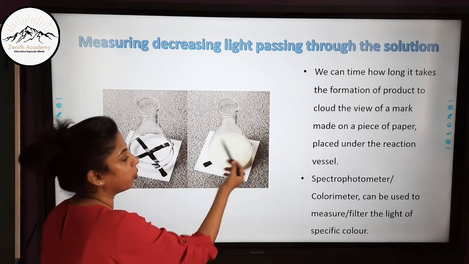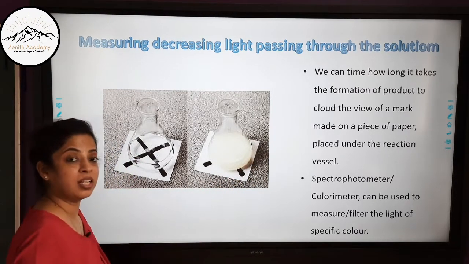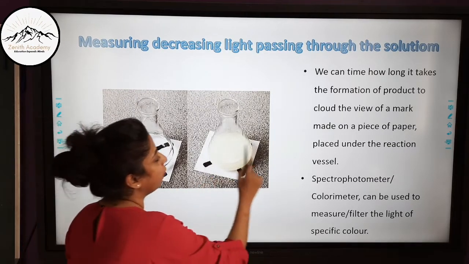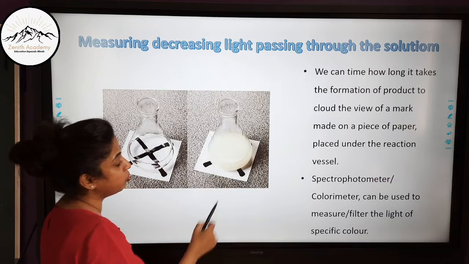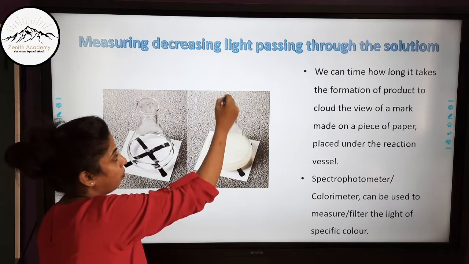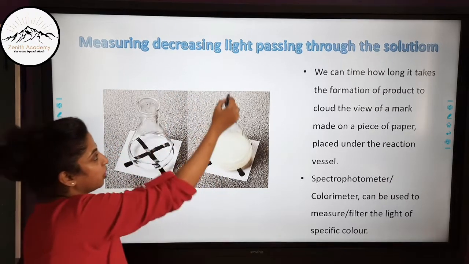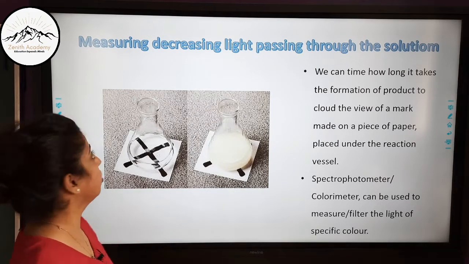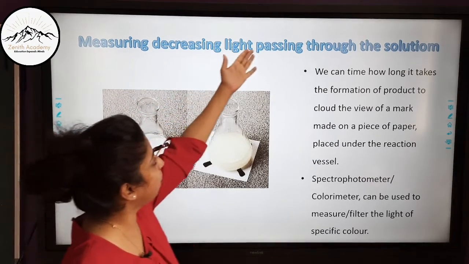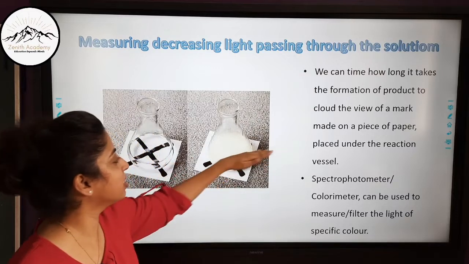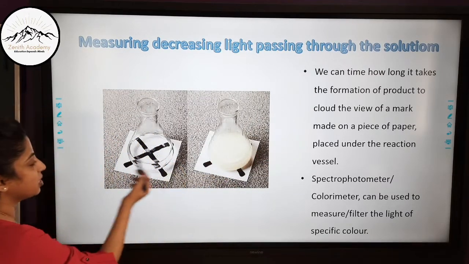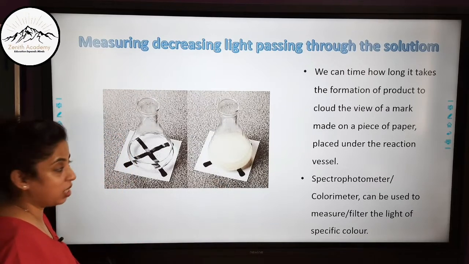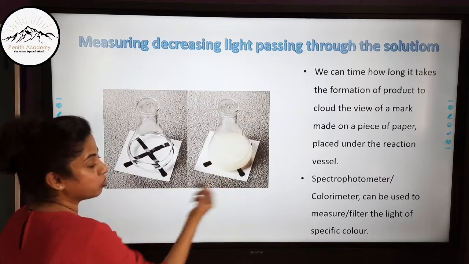So in the end the product has been formed and the product has precipitated. It was insoluble. That is why now it has become cloudy and we are not able to see that cross if we see from above. Here we are able to see the cross, but here we are not able to see the cross. So this property can be used to measure the decreasing light passing through the solution. If we pass light through it, in this case the light will pass through very easily, but here it will not be able to pass, and that is why we are not able to see this.